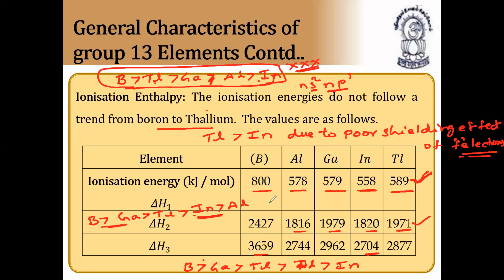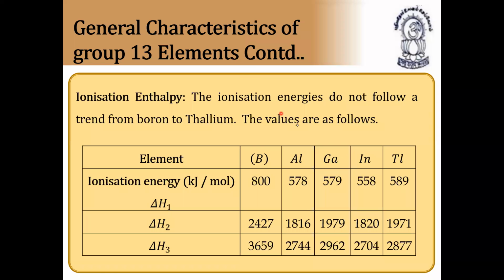And second ionization enthalpies are more when compared to the first. Why? Exceptionally more, because the second electron has to be removed from the stable configuration, that is ns2. So automatically the second ionization enthalpy is far more when compared to the first ionization enthalpy. Next, please make a note of this.